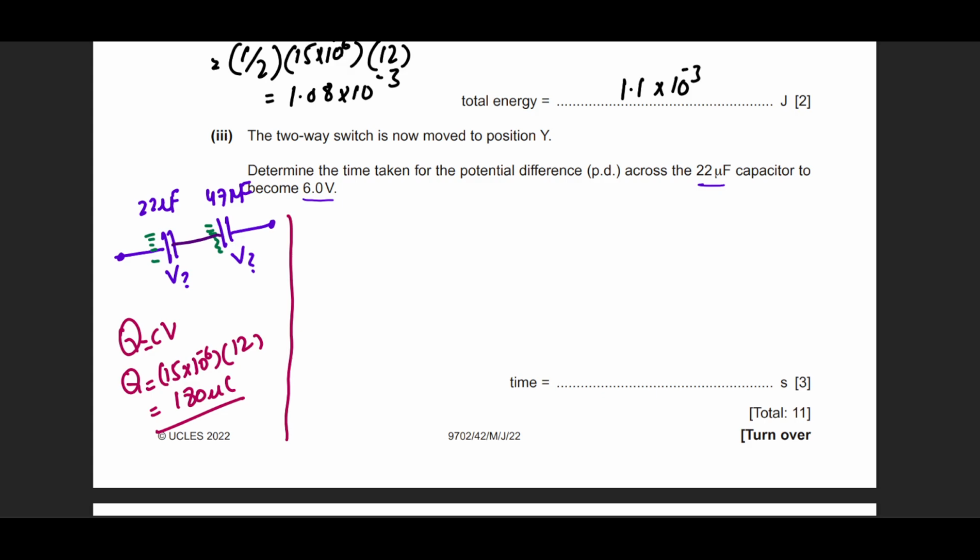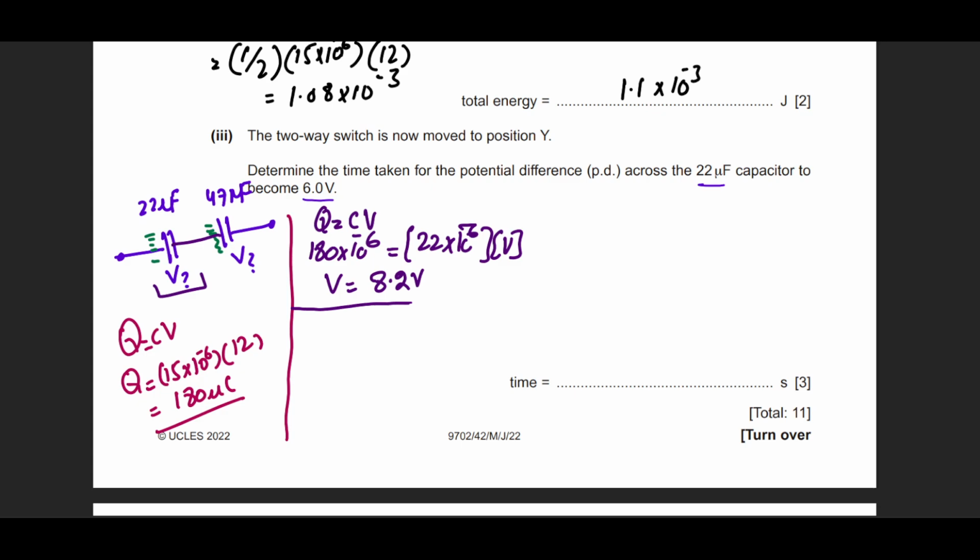Now we can use this information to find out the voltage across this capacitor. So again, using Q equals CV, I realize that the charge is the same. So this will be 180 into 10 raised to the power minus 6 equals the capacitance. Its own capacitance is 22 micro, so 22 into 10 to the power minus 6, into the voltage of this capacitor. So this voltage comes out as 180 divided by 22. This comes out as 8.2 volts, right? This is 8.2. This is one way of doing this.